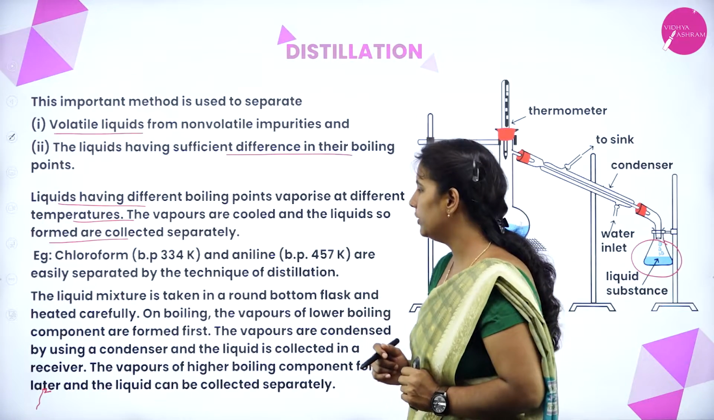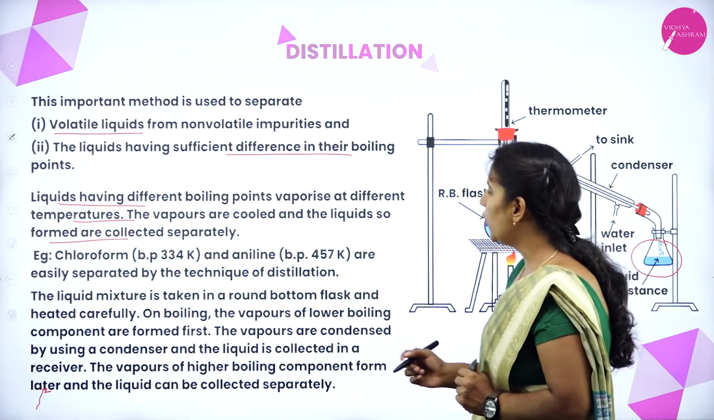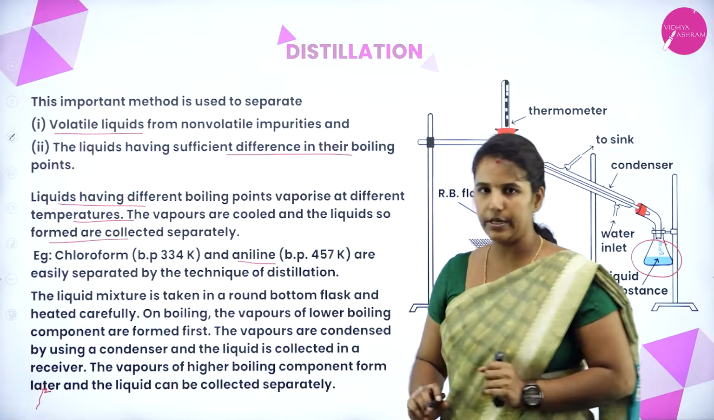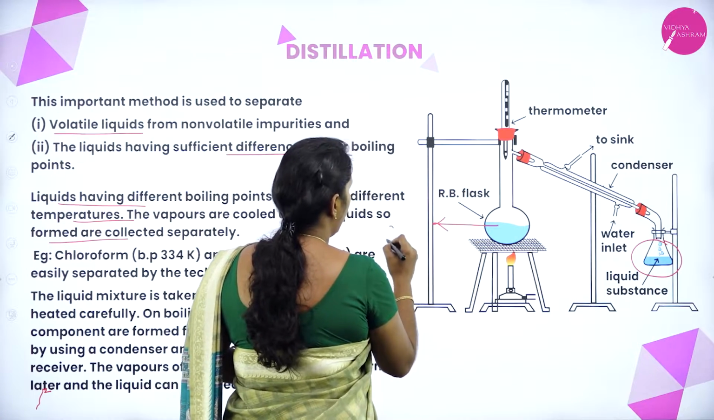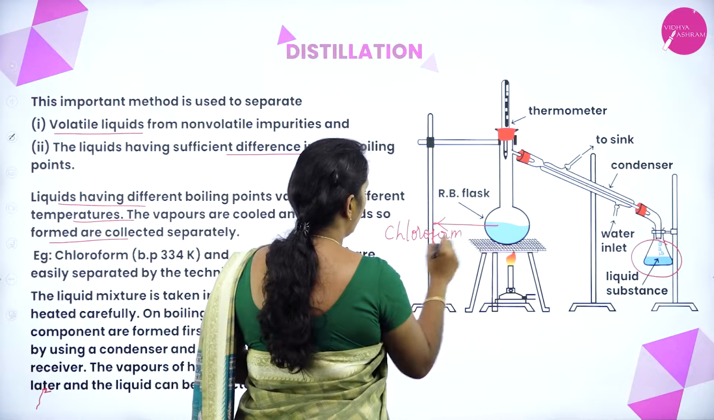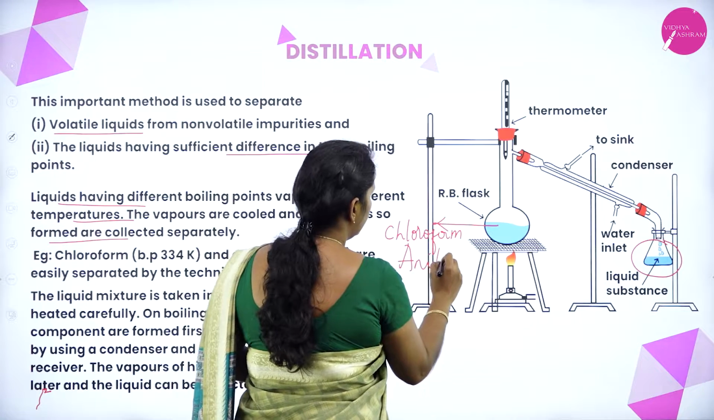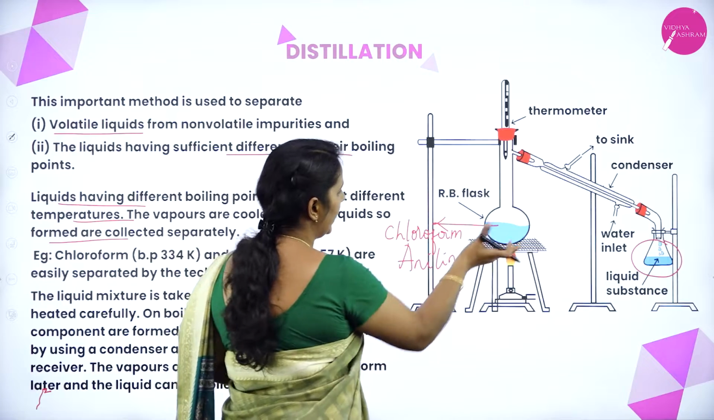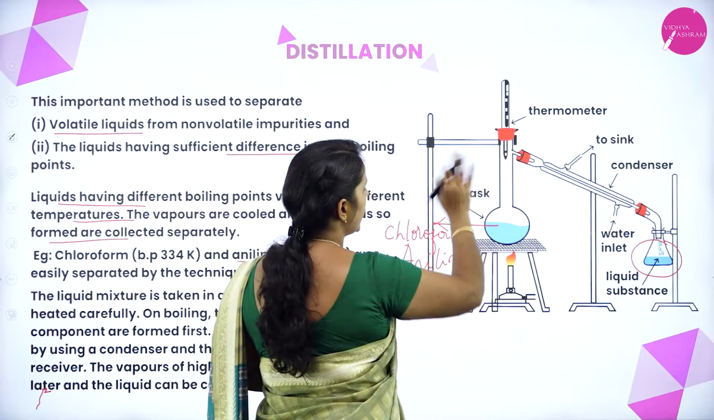I'll explain with an example how the distillation process separates the volatile from the non-volatile compound. Take chloroform and aniline as a mixture, okay? Imagine you have chloroform and you have aniline. These two are the liquids you have taken in the round bottom flask and you have started heating.